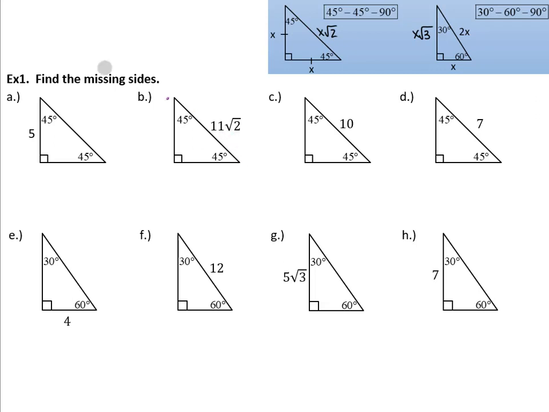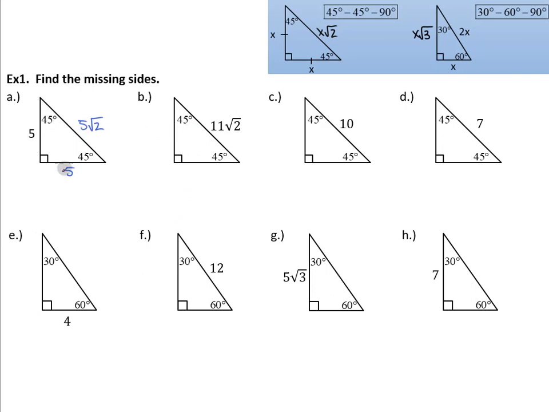All right, well, let's do some examples. Find some missing sides using our special properties. So here we have a 45, 45, 90. And again, if you remember, the two legs in the 45, 45, 90 are equal. So if that one's 5, the other is 5. And to get to our hypotenuse, it's just 5 times the square root of 2. In fact, the exact example I used earlier.